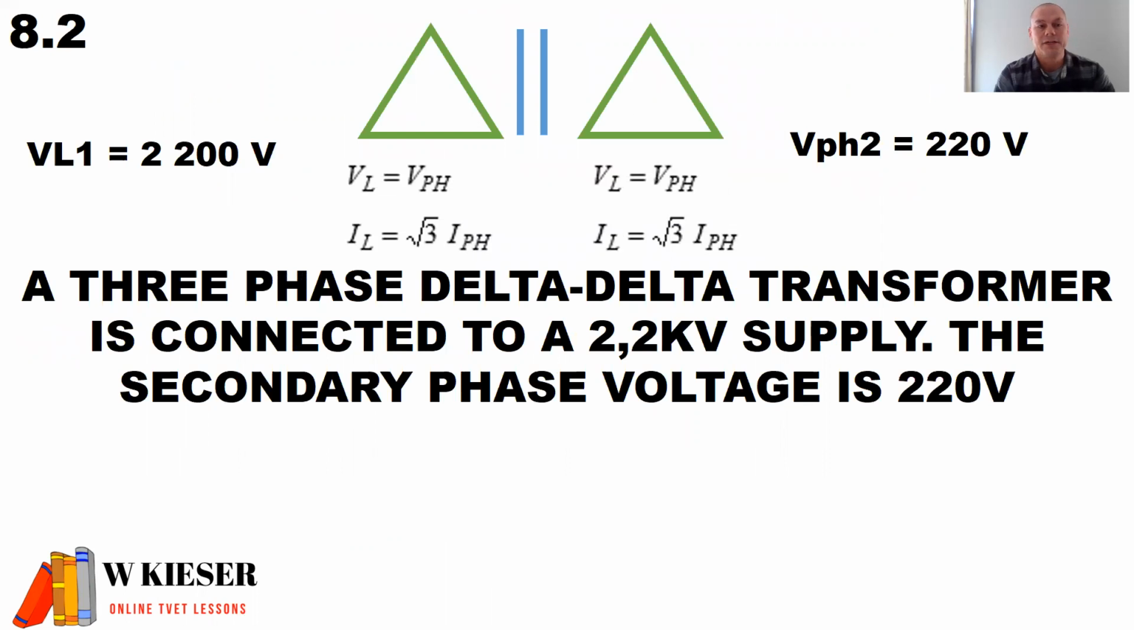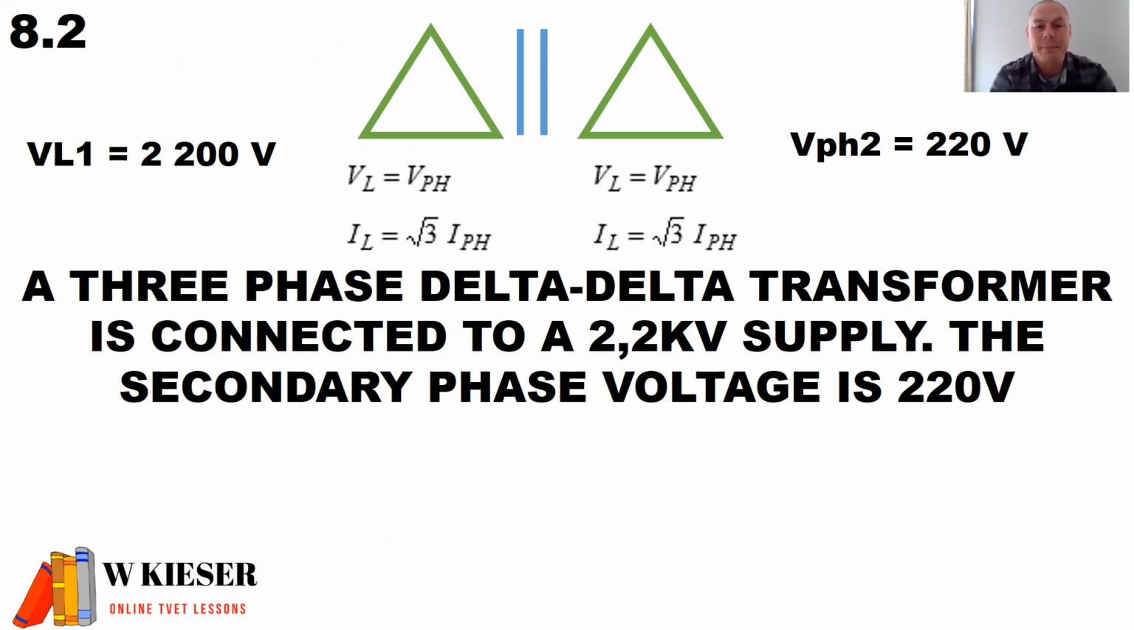Right, and our final calculation for this preparation series, it is a three-phase transformer calculation. A three-phase delta-delta transformer is connected to a 2.2 kilovolt supply. The secondary phase voltage is 220 volts.